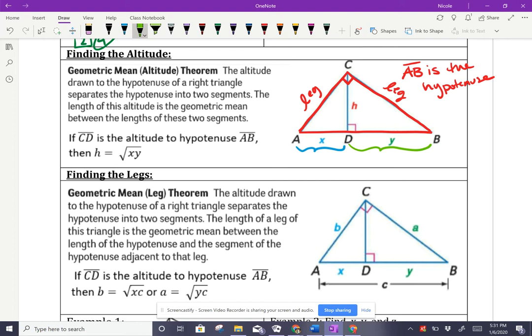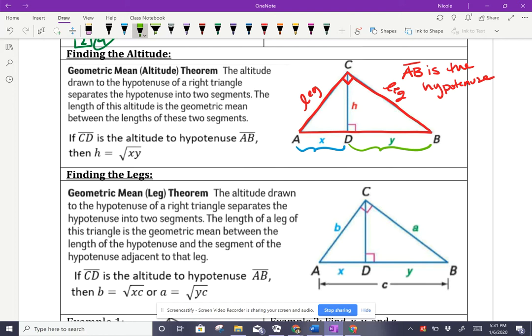So in order to find our altitude H, we take the geometric mean between the two pieces of our hypotenuse. So we take X, which is representing AD, and we take Y, which is representing DB. We multiply them together and set them underneath the square root and simplify.